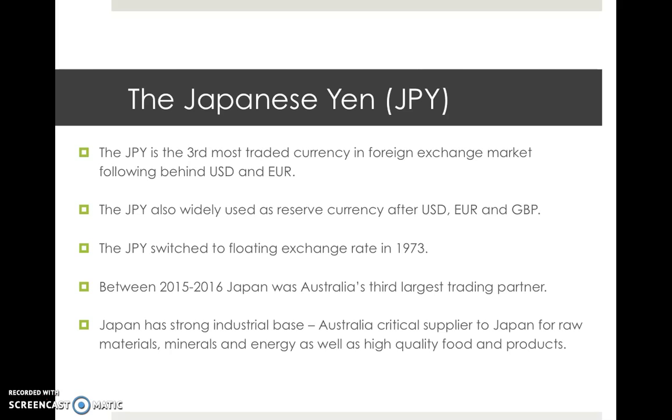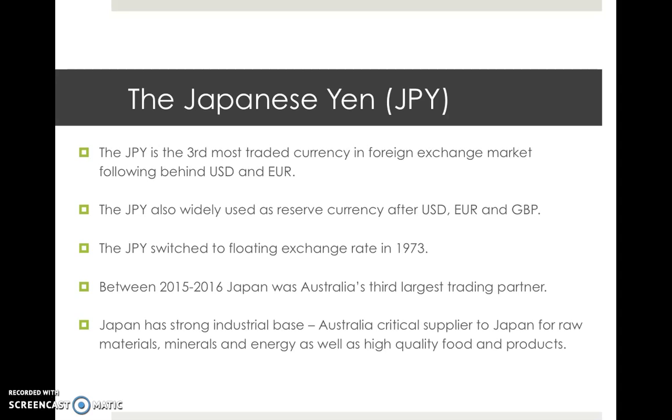According to the Department of Foreign Affairs and Trade, between 2015 and 2016, Japan was Australia's third largest trading partner, leading the exchange rate between Japan and Australia to be a very important factor for attaining economic growth.